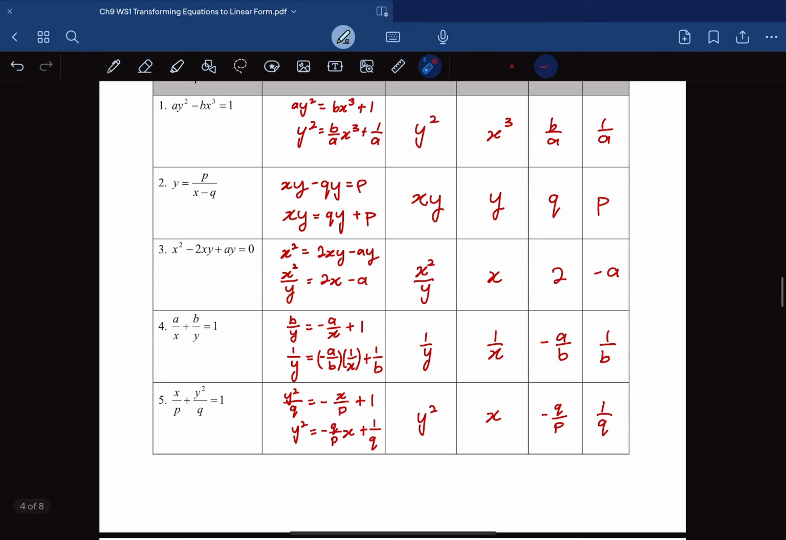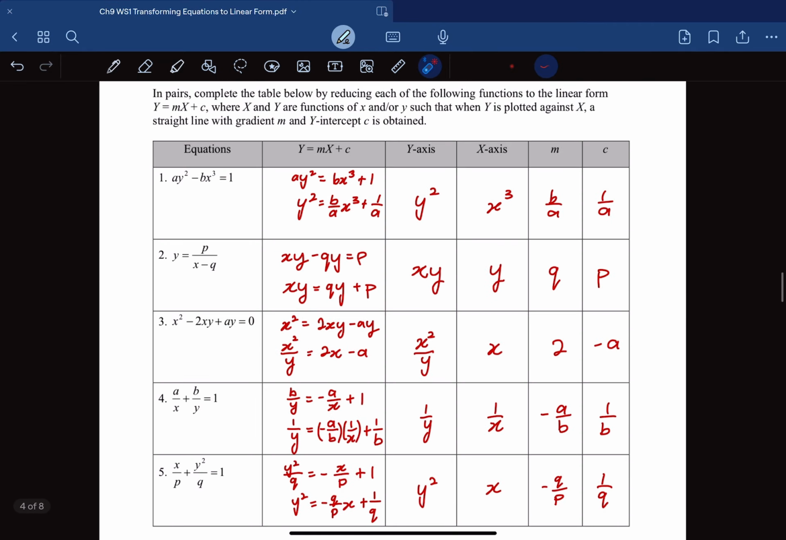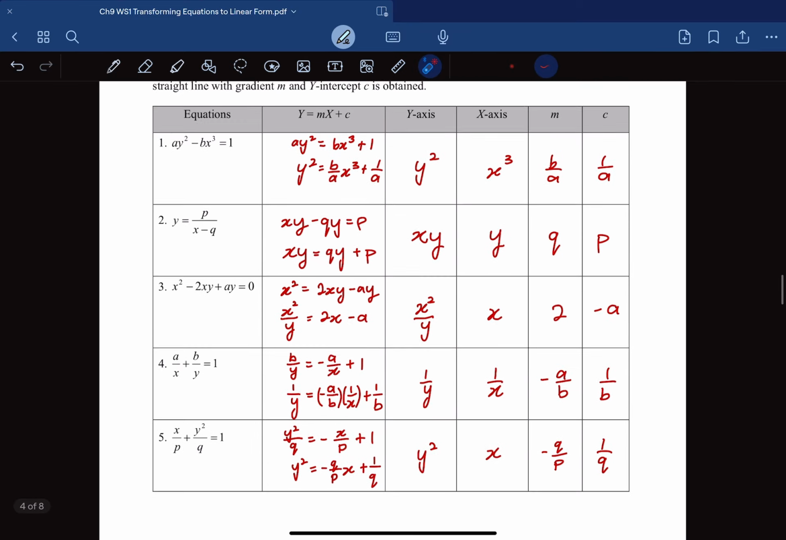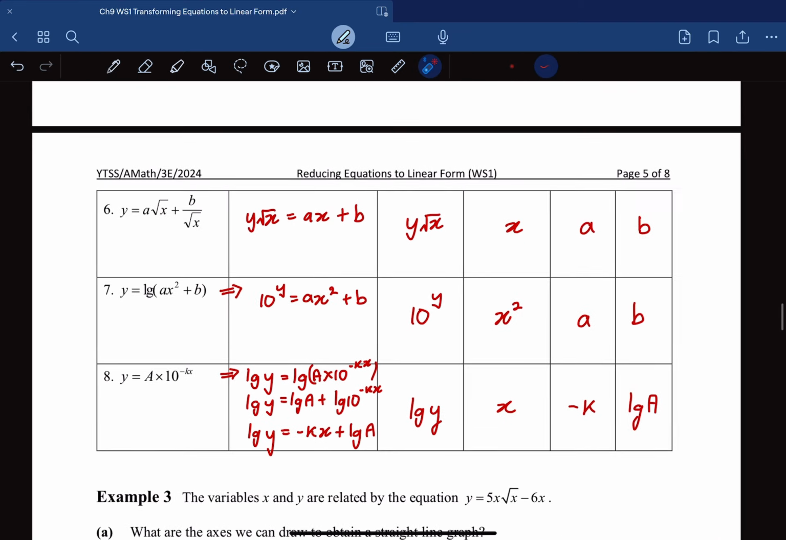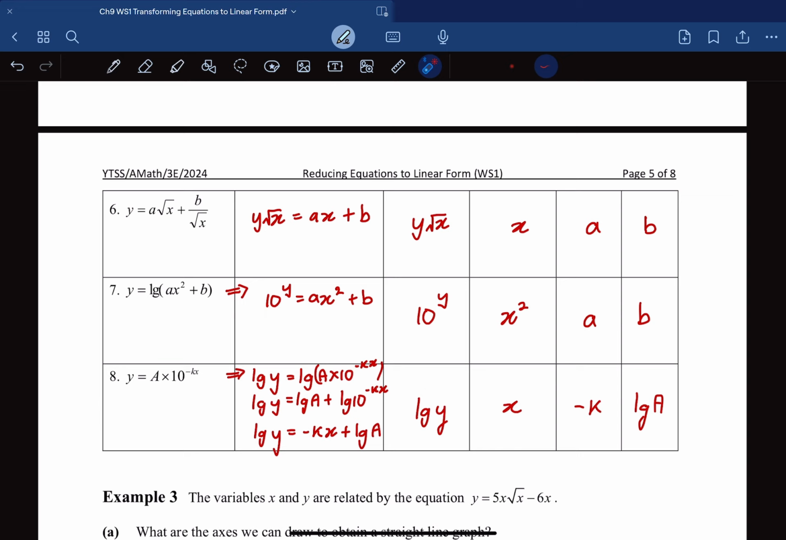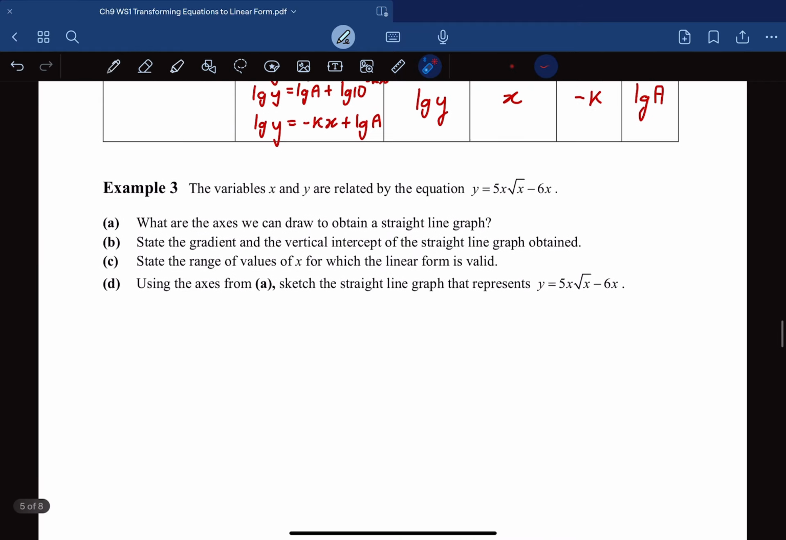Okay, so just check. You can just pause the video to double check. This is for this part of the worksheet, and this is for question 6, 7, and 8. Okay, I will move on to example 3 directly. So if you need more time, you can just pause this video. Let's look at example 3 now.